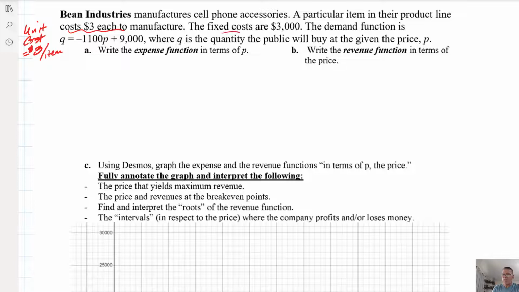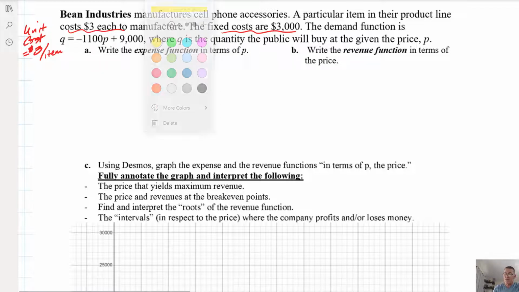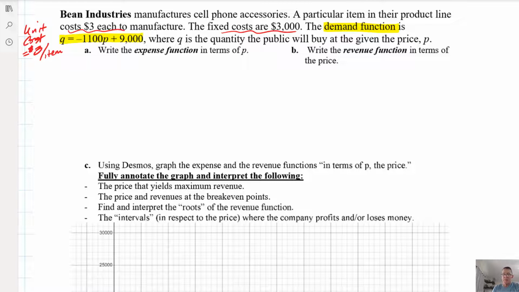All right, the fixed costs are right here, $3,000, and right there we can write the expense function in terms of the demand Q. They also give us the demand function, so that's kind of nice. The demand function in terms of the price is given right here. Q, the quantity, is determined by the price, where it's equal to negative 1100 times price plus 9,000, where Q is the quantity that the public will demand. That's why they call this the demand function, and it's in terms of the price.